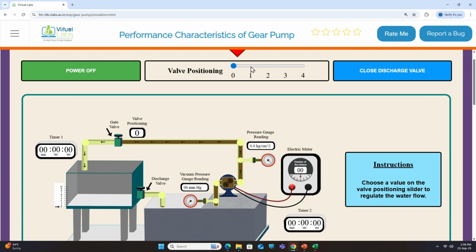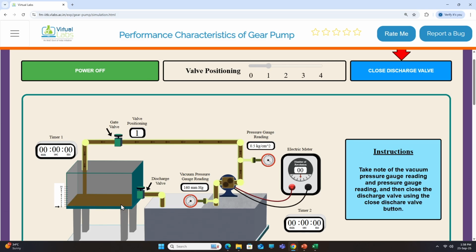Let me keep it at position 1 first, and it is opened. Now, the oil starts entering the tank and it is also discharging out through the discharge valve. I have to close the discharge valve, that is also an instruction here, after taking the vacuum gauge reading and pressure gauge reading, and then close the discharge valve using the close discharge valve button. So, I click on this.